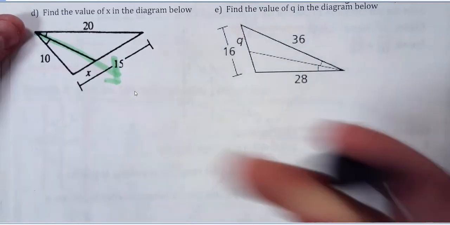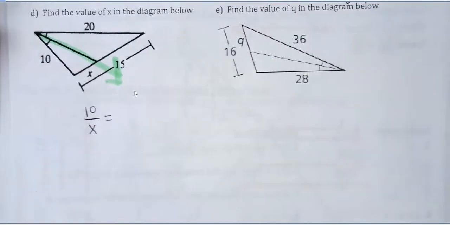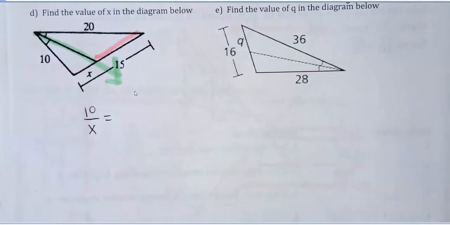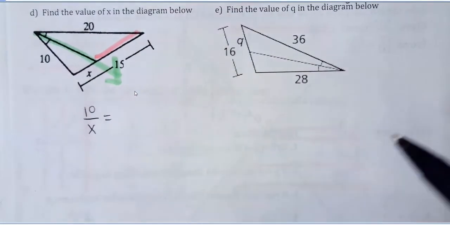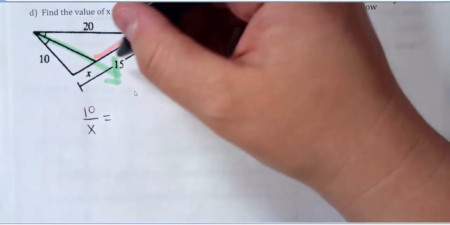Now, to do that here, that's not bad. I have 10 over x. The other side is a problem, though. I don't know what this piece is, and I need that piece to be able to set this up. There's not an alternative way to do this like there is with the side splitter in some cases.